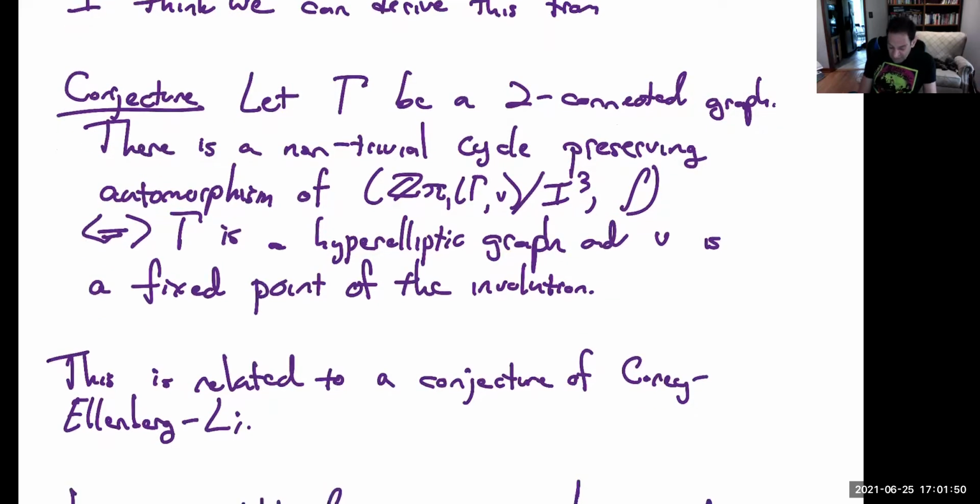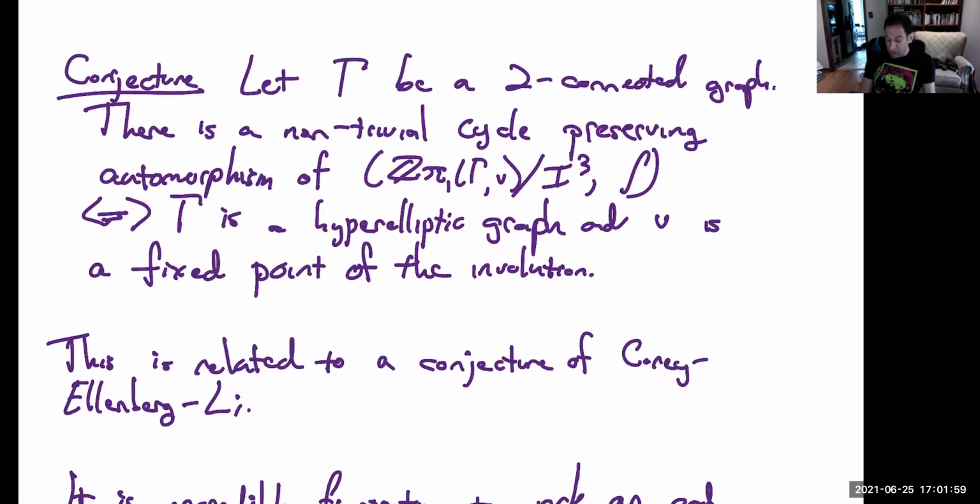Okay, and this is related to a conjecture on tropical Ceresa classes by Corey, Ellenberg, and Li. It's also the combinatorial analog of a bunch of conjectures about recognizing hyperelliptic Riemann surfaces based on integrals. A lot of those conjectures had the form, if a particular class is torsion, then the curve is hyperelliptic. And these conjectures have started falling in the last month.